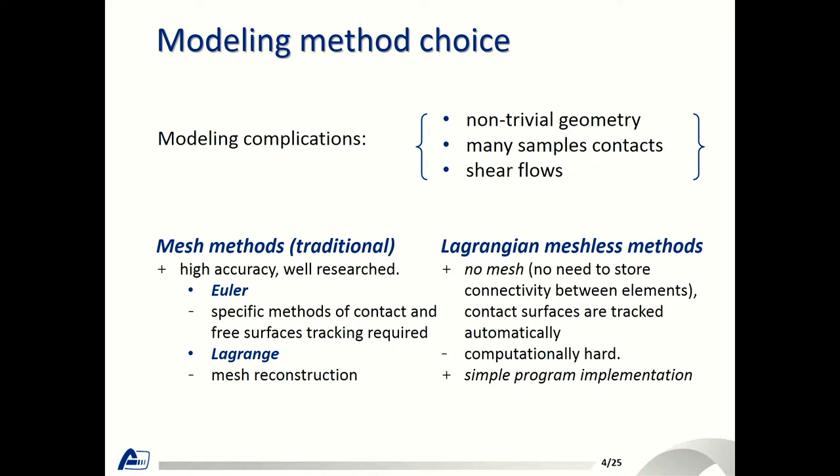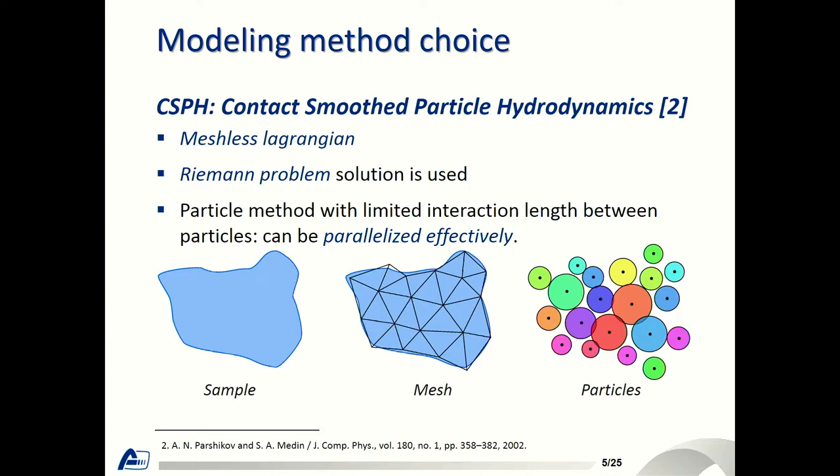But we have an option to use Lagrangian meshless methods. So we do not need mesh. It means that we do not need to store connectivity between elements. It may change freely. In these methods, contact surfaces are tracked automatically. They are computationally hard, but are simply implemented in a program. Of all the variety of these meshless methods, we choose smooth particle hydrodynamics and its variant, which we call contact smooth particle hydrodynamics. Contact because it contains Riemann problem solution on the contact between particles. This is a particle method with limited interaction length between particles, and that is why it can be parallelized effectively.